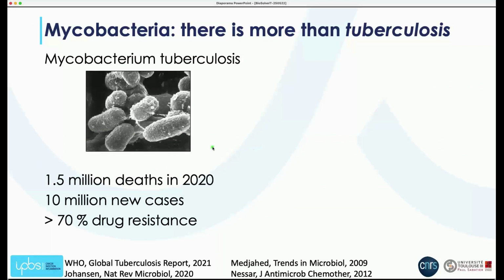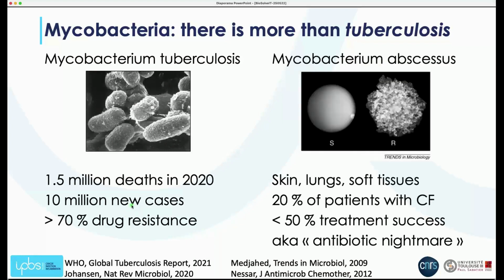Usually when we speak about mycobacteria, we often refer to Mycobacterium tuberculosis. It's one of the best known mycobacteria and one of the deadliest pathogens worldwide, which claims about 1.5 million deaths every year. There are 10 million new cases of tuberculosis every year, and it's very often resistant to at least one drug used in anti-tuberculous therapy. Okay, I will not talk about tuberculosis today.